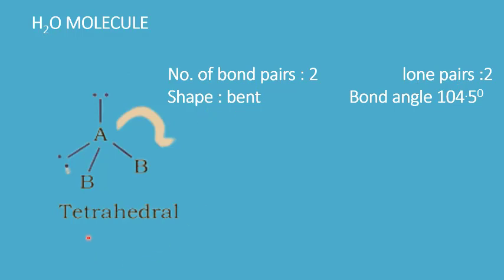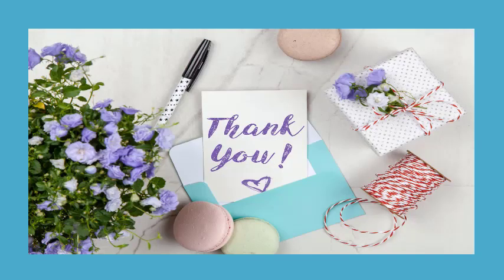The expected shape is tetrahedral, but the actual shape is bent because of the greater repulsive forces between lone pairs. The bond angle is found to be 104.5 degrees. So in valence shell electron pair repulsion theory, the repulsive forces among the lone pairs and bond pairs present around the central atom give the shape of the molecule.